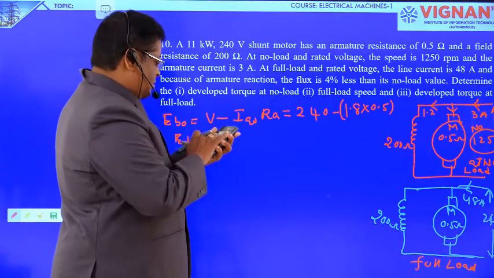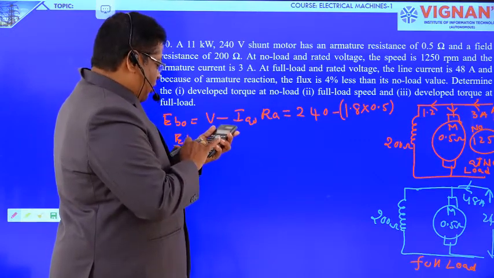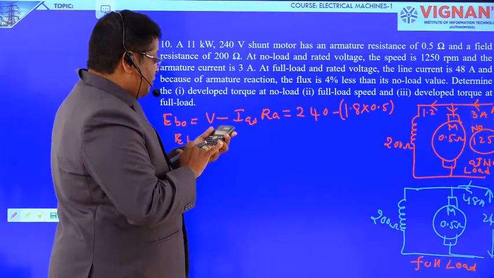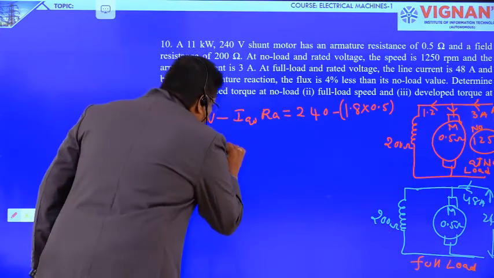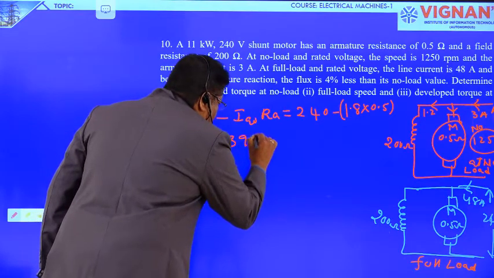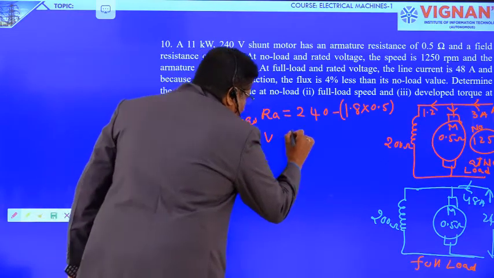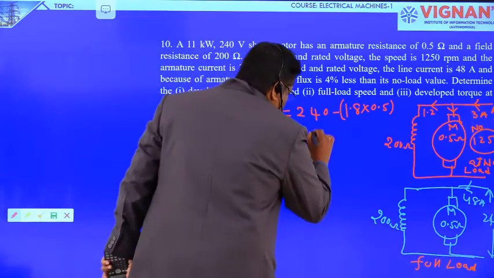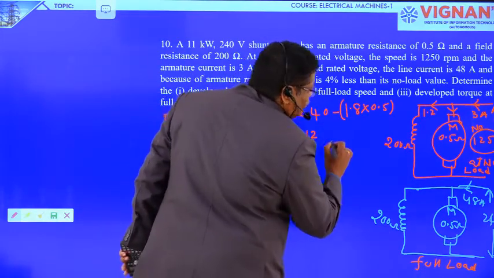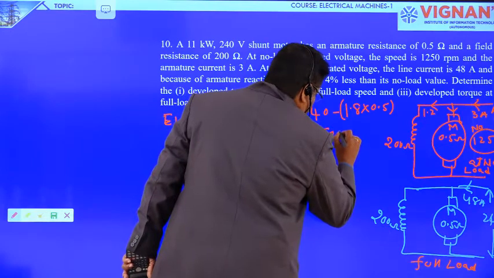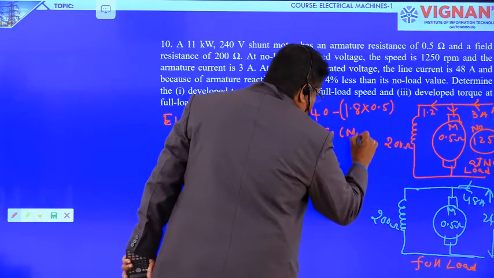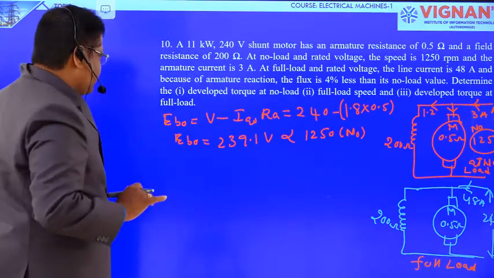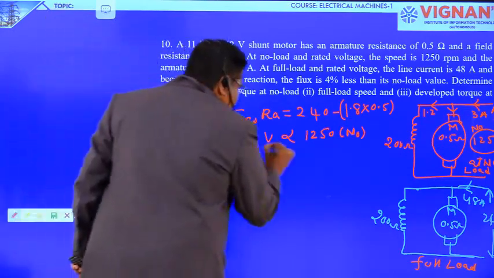So E_b0 equals 240 minus 1.8 into 0.5. You are getting the value as 239.1 volts. At this voltage, the speed of the motor is 1250, which you take as N naught, the no load speed. Leave it. Next, the second case.